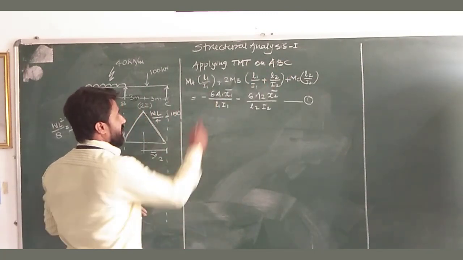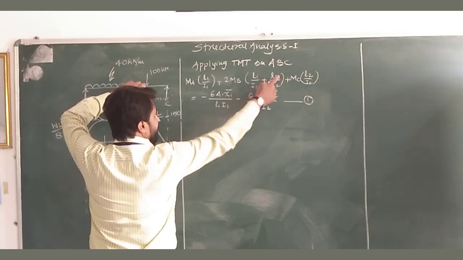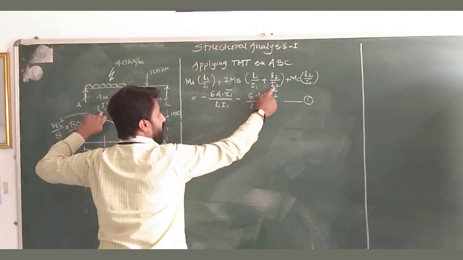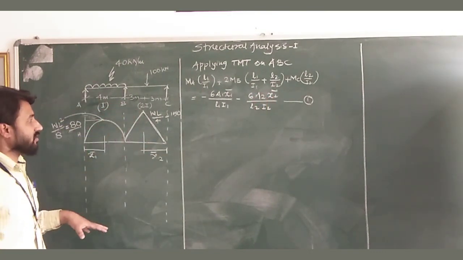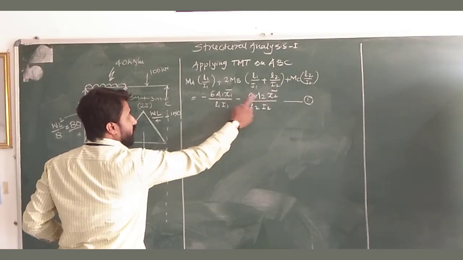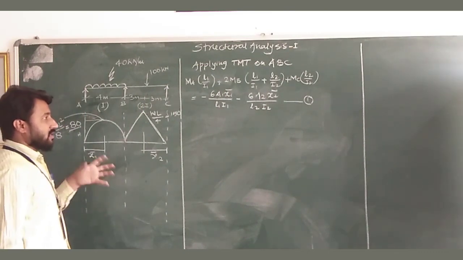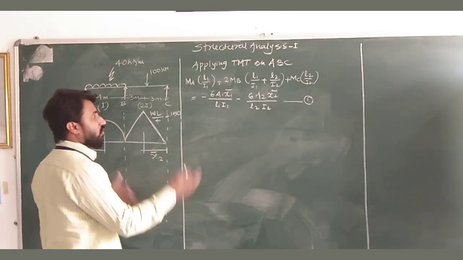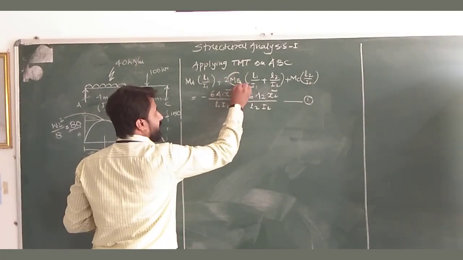What is given to us? The value of L1 we know, the value of L2 we know, the value of I1 is given in the numerical itself, and the value of I2 is also given in the numerical itself. So what we have to calculate from this? We have to calculate area 1, area 2, x1 bar and x2 bar. Now what do we have to consider while calculating this? We have to consider what is unknown in this equation. So unknown is only the moment B.